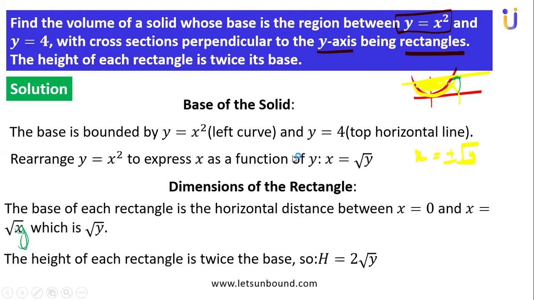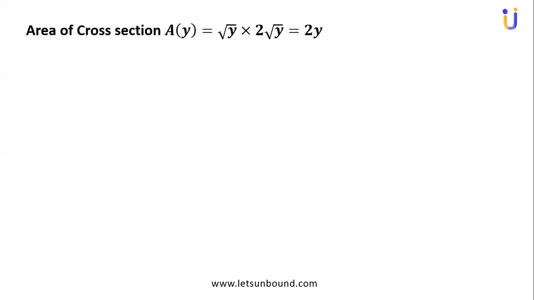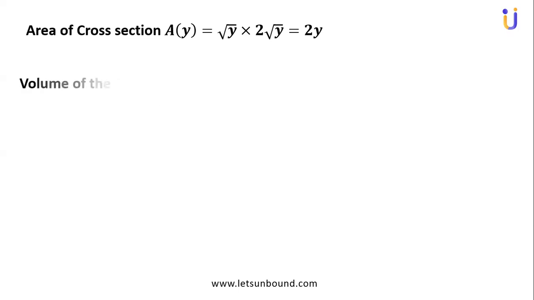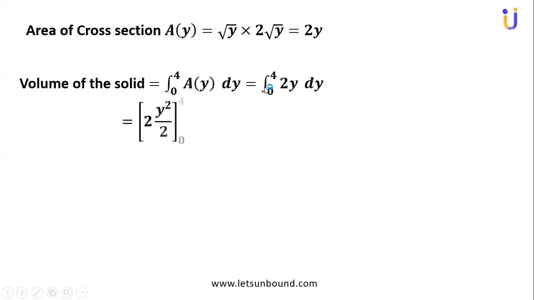And now the height of each rectangle is twice the base. So base is the horizontal distance from x is equal to 0 to the curve part, and height is 2 times root y, right? So horizontal distance is what? Just subtract them using modulus and you will get root y again. Okay. Now, area of cross section is base into height. We got base is root y, height is 2 root y, so 2y.